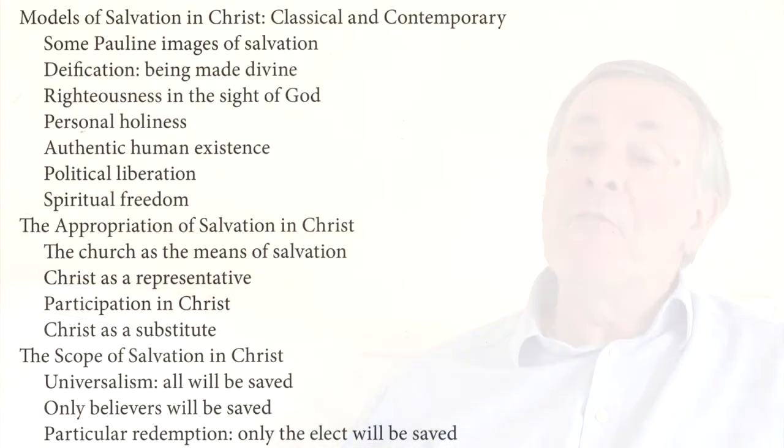Finally, we move on to look at the question of the scope of salvation in Christ. Does everyone benefit from his death? Or are there some kind of restrictions or conditions placed upon this? And there are three main options that have emerged during Christian theology's long history, and we look at all of them in this closing section. First, universalism, namely all will be saved. Secondly, only believers will be saved. And thirdly, the idea of particular redemption, only the elect will be saved.